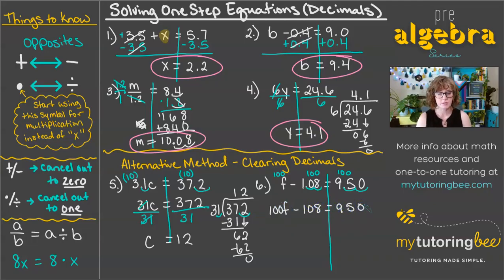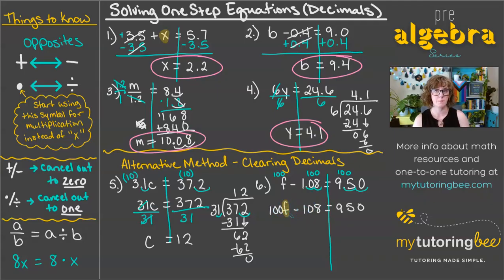So bigger numbers, but we're dealing with whole numbers instead of decimals. And sometimes that's easier to do. Now, this does make this a 2-step equation. Take a look at where our variable is. Here it is. f is right here. And what's happening over on this side of the equation, because that's where our variable is? f is being multiplied times 100, and then 108 is being subtracted away from that f term.